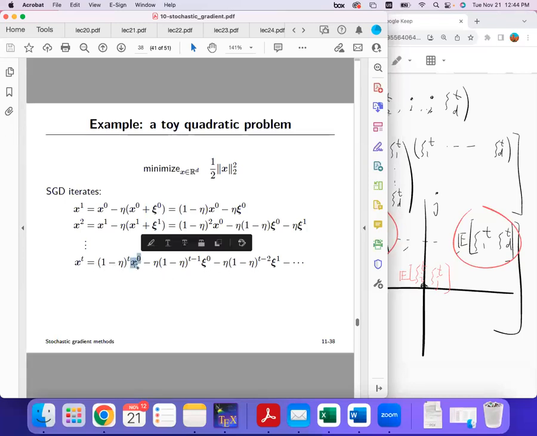It's the initial point times (1 minus eta) to the power of t, and then the rest are weighted, like a weighted average of all the noises that we sampled in every iteration. So this will give us the position of xt. And we expect this xt to approach the minimizer 0. 0 is the minimizer of this problem.